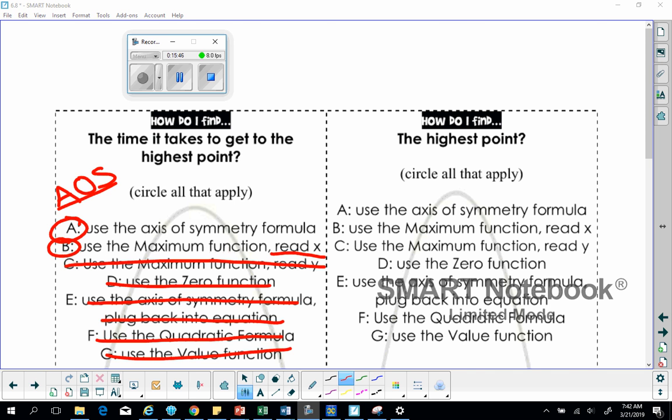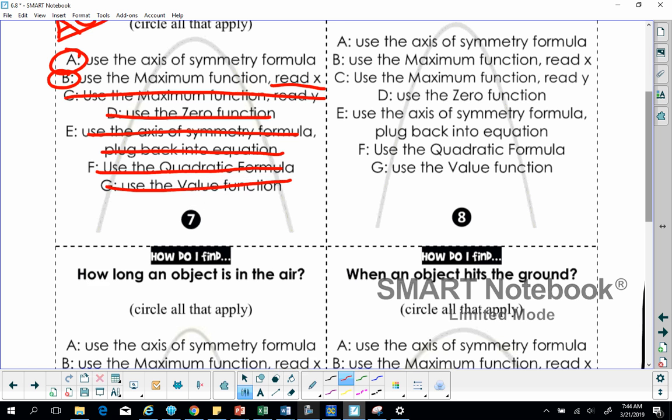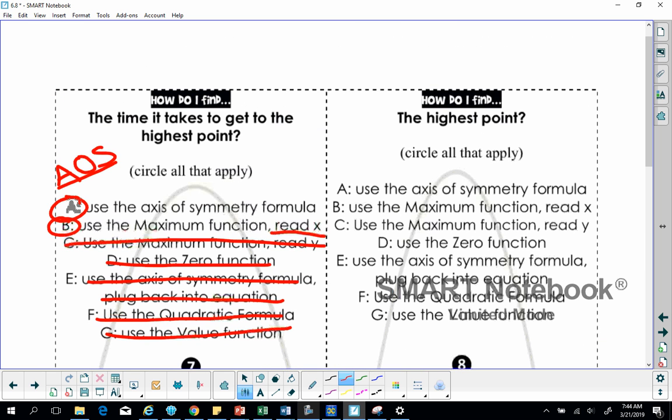So right now you're going through. Brandon, you want to do the first one? With the highest point, what does that represent? Yeah, and what coordinate of your vertex? Max. Your max, right? So which letters would I use to find that? There's two of them I would use. What letters did you circle? C. What's the other one? B would be axis of symmetry. What's the other one to get me the y coordinate of my vertex? C.